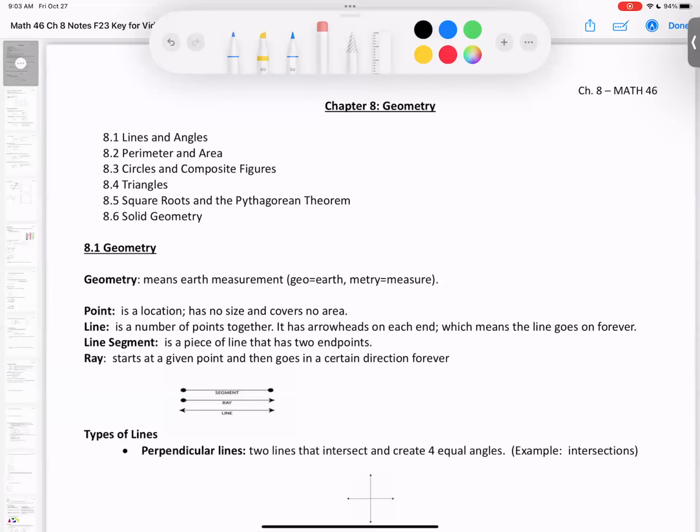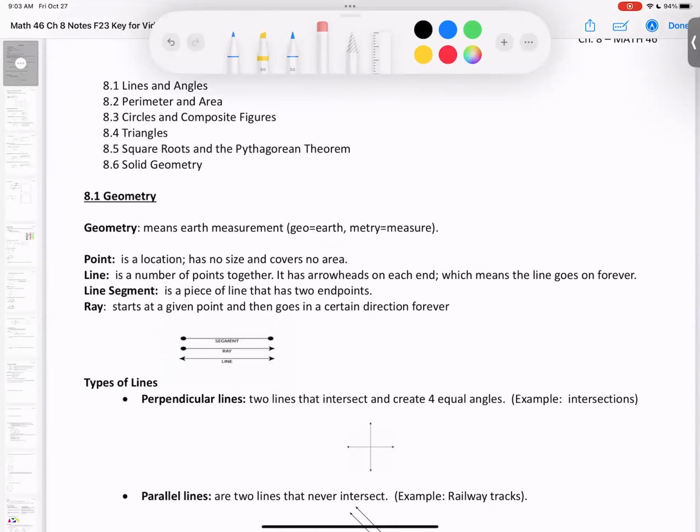and composite figures. We're going to take a look at triangles and some very special properties of triangles that allow us to calculate some side lengths. So we're going to look at that in the Pythagorean theorem. And we're going to finish off this chapter looking at 3D shapes in solid geometry.